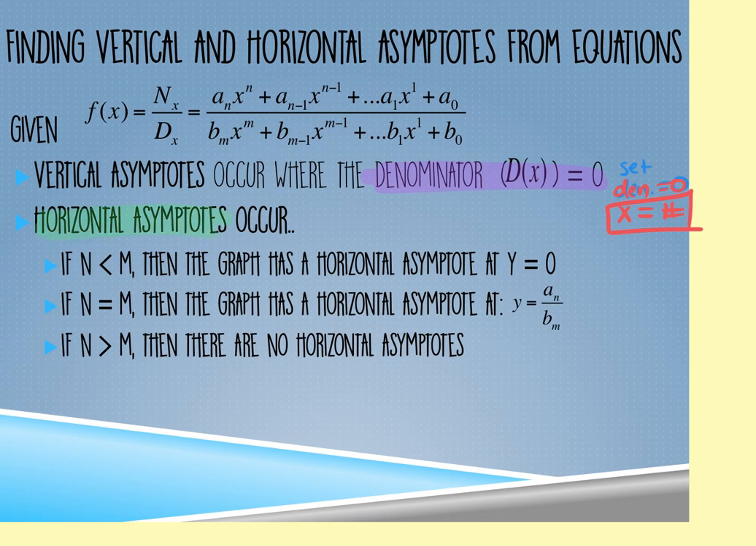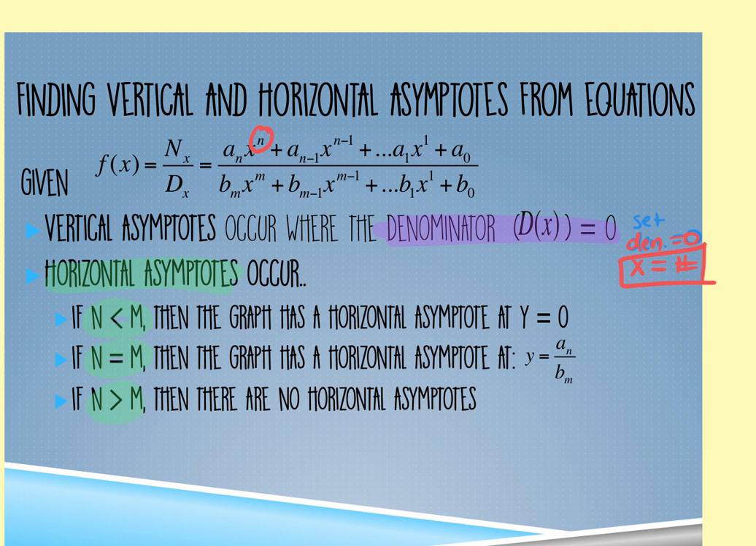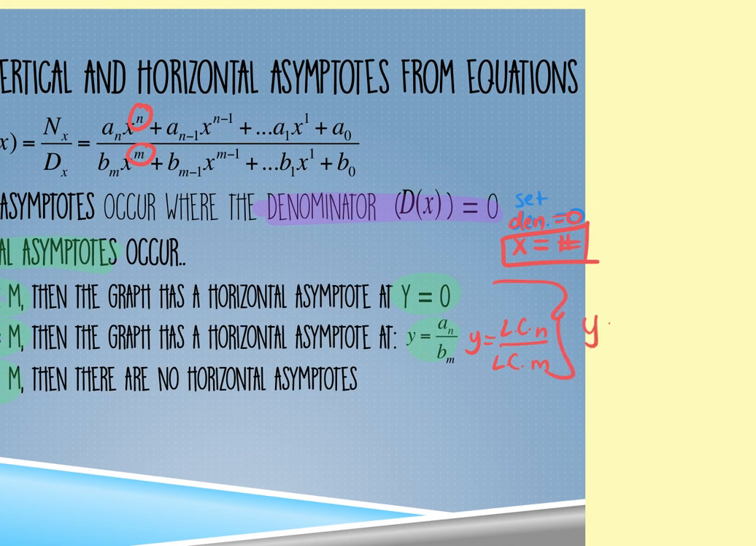And then horizontal asymptotes occur in 3 ways. N and M represent the highest exponent in the numerator and the highest exponent in the denominator. So N for numerator, M for denominator. If N is less than M, then there's a horizontal asymptote at y equals 0. If N is equal to M, then there's a horizontal asymptote at the leading coefficient of N, or your numerator, over the leading coefficient of M, or your denominator. Notice these are both y equals equations. Again, it has to be an equation. And then the third case is there's no horizontal asymptote, and that happens if the highest exponent in the top is bigger than the highest exponent in the bottom.